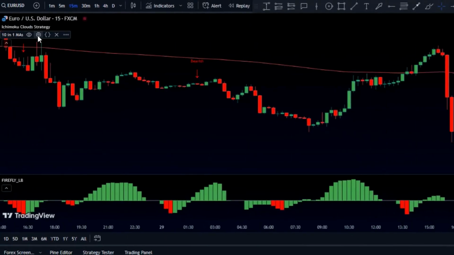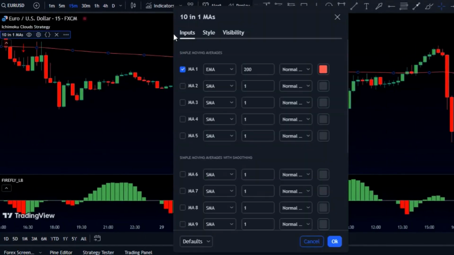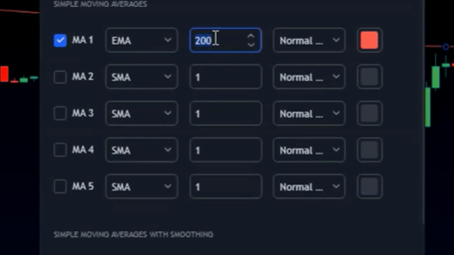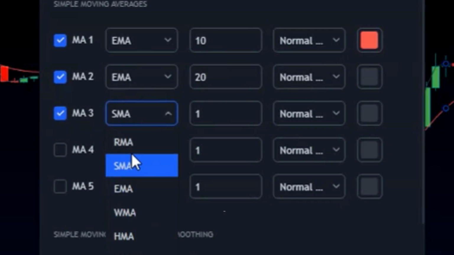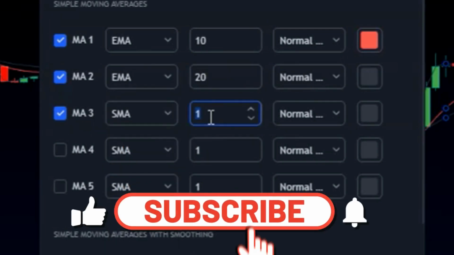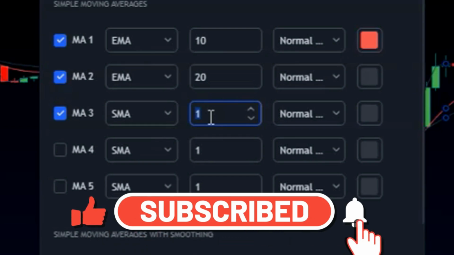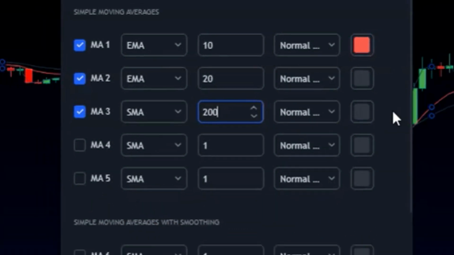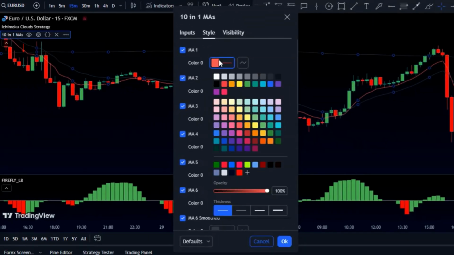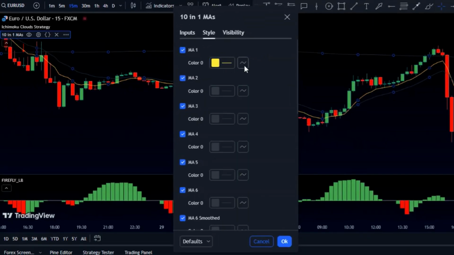Now in the Inputs tab, we'll set MA1 to EMA and its period to 10. Then activate EMA2 and select EMA again, but this time the period should be 20. Then activate MA3, select SMA, and set the period to 200. And in the Style tab, we'll color coordinate these lines so they stand out.